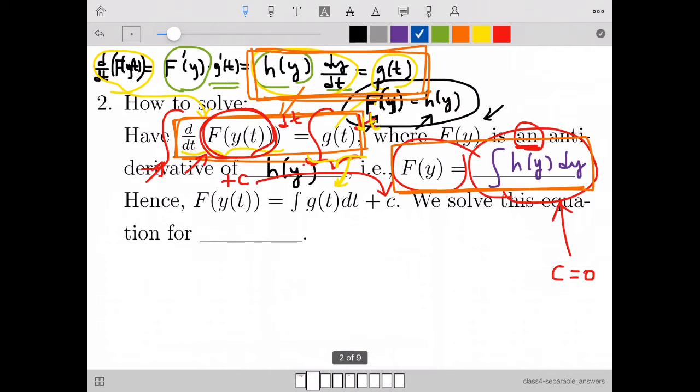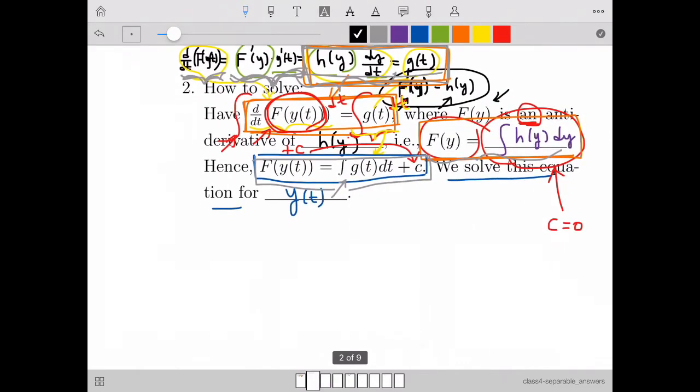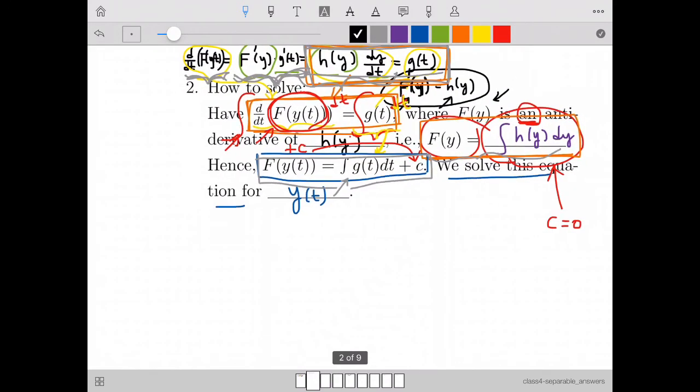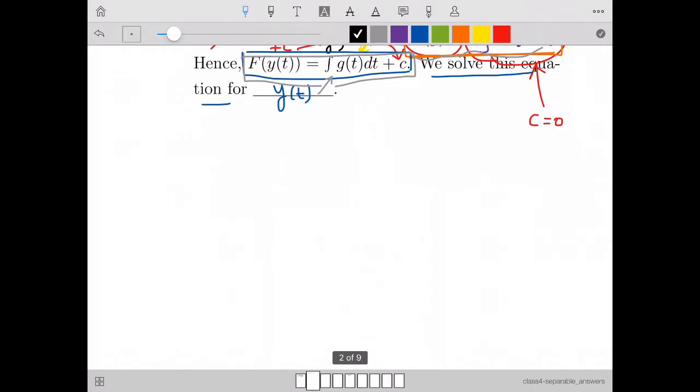Okay, and then we solve this equation for y, because we're looking for y of t. Well, I made this thing messy, so let me re-explain for you. So h of y dy dt equals g of t.